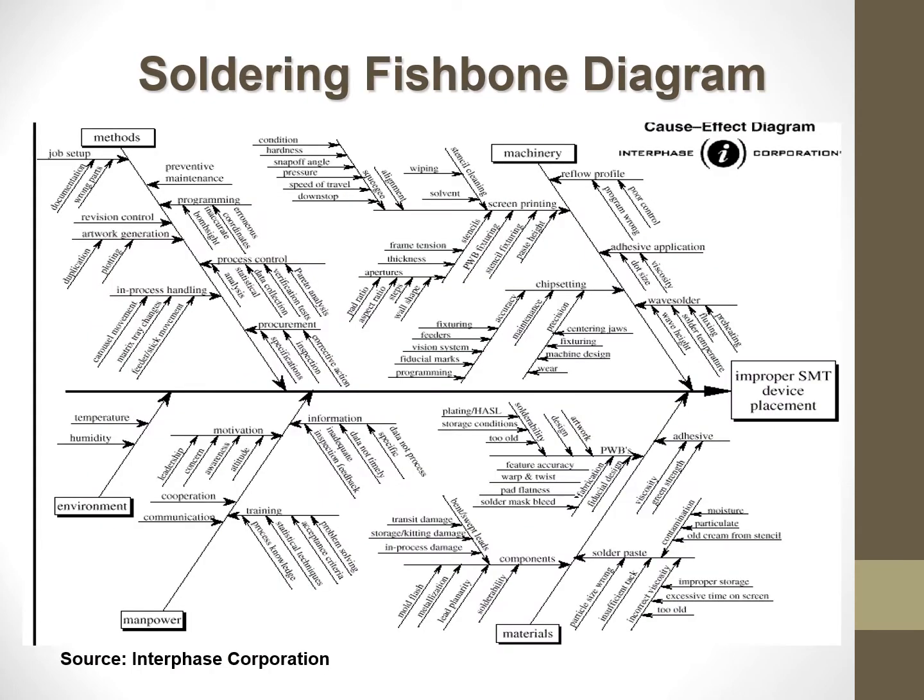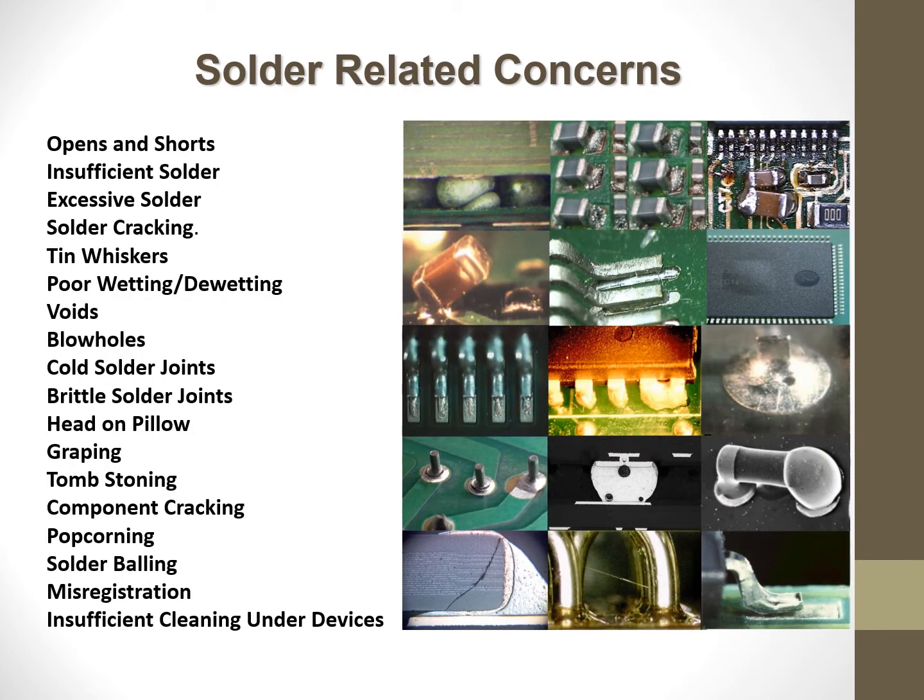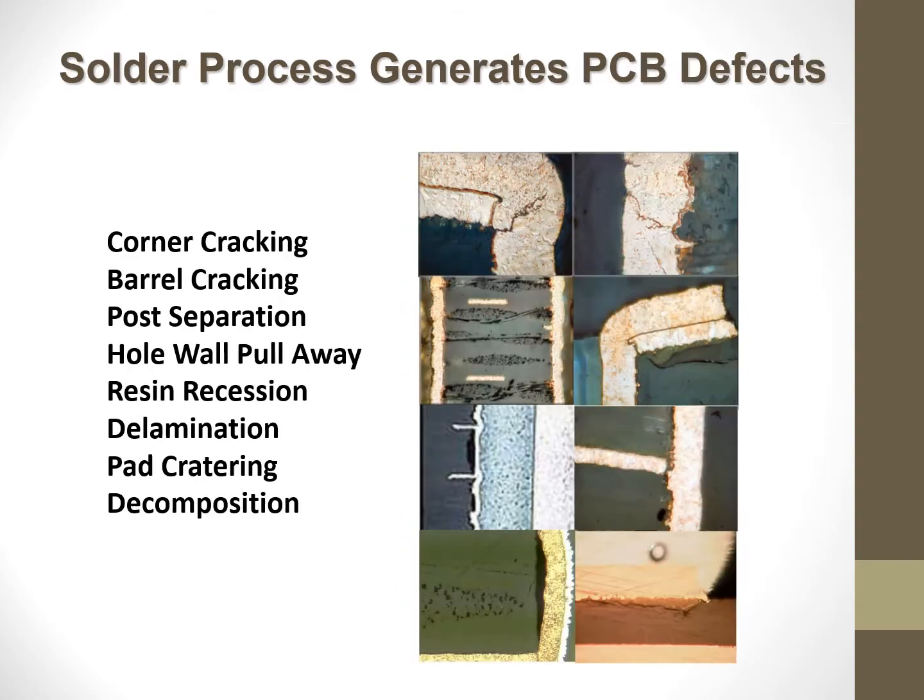Soldering is not a simple process. Here's an example of a fishbone diagram, which illustrates just how complex and how many different issues there are associated with soldering and different things that must be controlled. When it comes to soldering, there are lots and lots of different kinds of defects that are illustrated here, both photographically and descriptively, giving you an appreciation of what is the challenge associated with soldering.